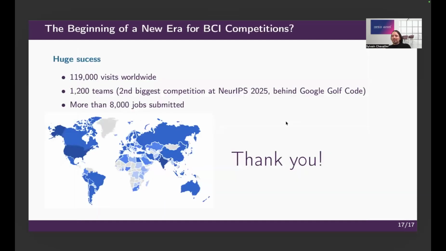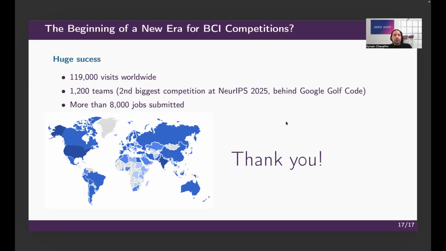Okay, so I could already say that this competition was a huge success in terms of attendance, and we hope that it will also bring a huge success in terms of progress. There were around 120,000 visits worldwide, so you could see all the people visiting the website, and in the end, we had around 1,200 teams, a very high number of teams.